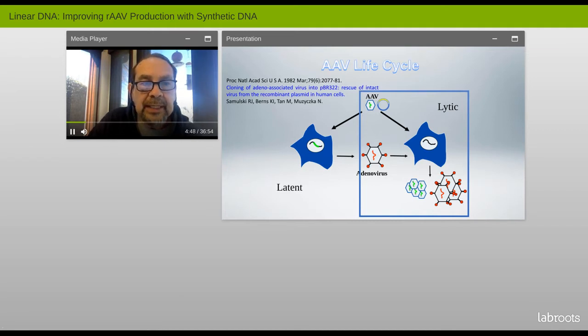So from an AAV vector perspective, what we were able to do in the late 70s, early 80s, was to clone AAV into a plasmid backbone. And as a consequence of that, if we took this inert plasmid DNA and introduced it into a human cell and then co-infected with adenovirus, we were able to reproduce all of the steps of the AAV replication cycle.